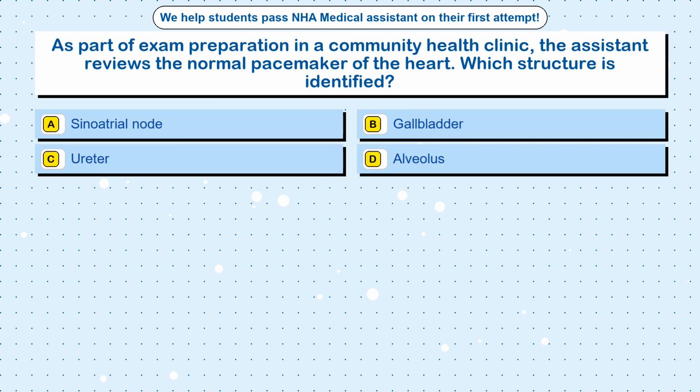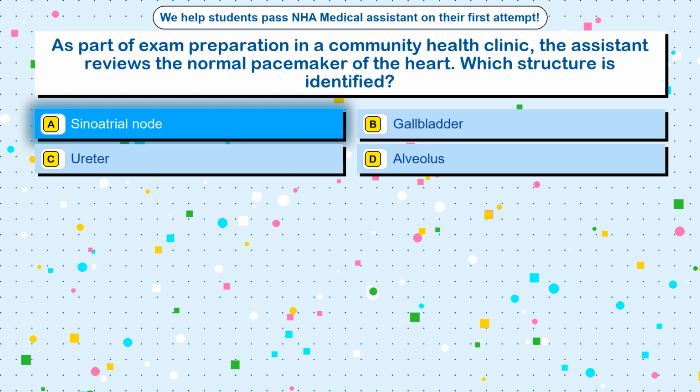Question 15. As part of exam preparation in a community health clinic, the assistant reviews the normal pacemaker of the heart. Which structure is identified? Option A, sinoatrial node. Option B, gallbladder. Option C, ureter. Option D, alveolus. The correct answer is option A, sinoatrial node.